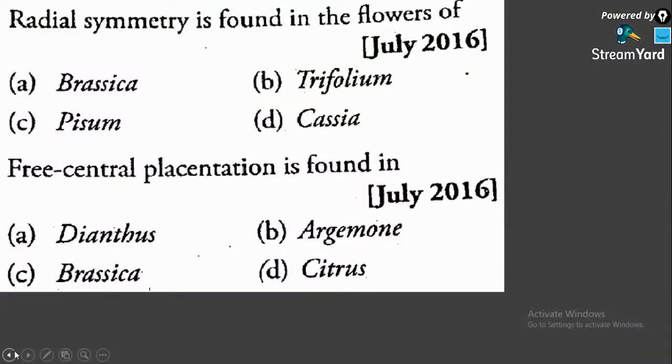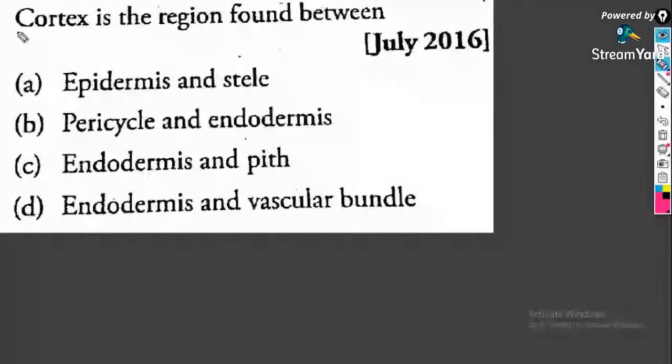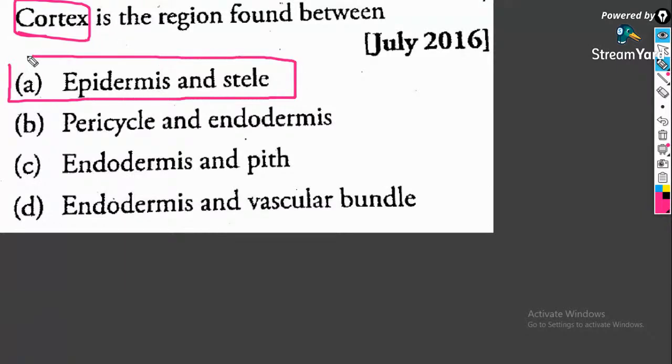Cortex is a region present between. Yes, guys, the correct answer for the question is epidermis and stele. Cortex is a region that is found between epidermis and stele. Epidermal region and stellar region, in between that you will find the cortex. It's a region present between epidermis and stele, which is the correct answer for the question.